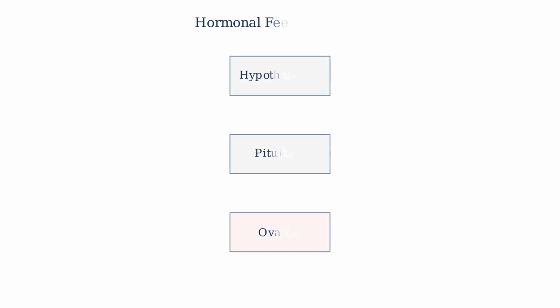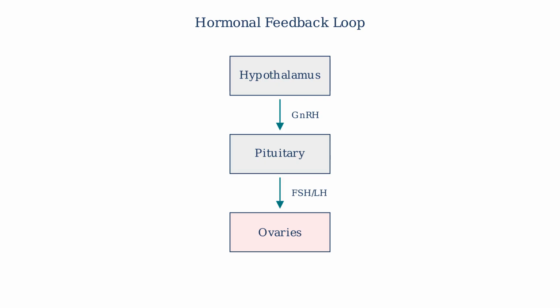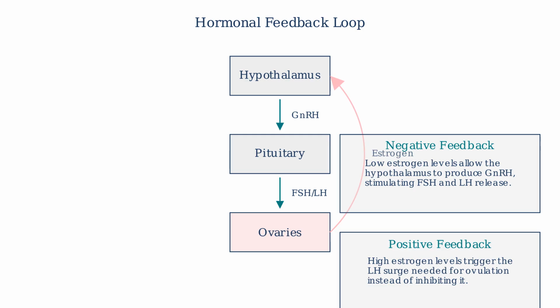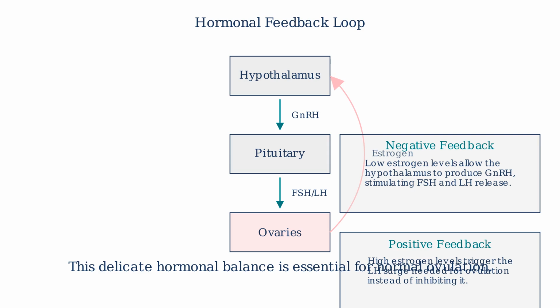The menstrual cycle involves both negative and positive feedback loops. Initially, the hypothalamus releases GnRH, which causes the pituitary to release FSH and LH. As estrogen levels rise, they provide feedback to both the hypothalamus and pituitary. For most of the cycle, estrogen provides negative feedback, inhibiting GnRH, FSH, and LH. However, when estrogen reaches a critical level mid-cycle, it suddenly switches to positive feedback, triggering the LH surge that causes ovulation. Understanding this delicate hormonal balance is essential for understanding how fertility medications like Clomid work.